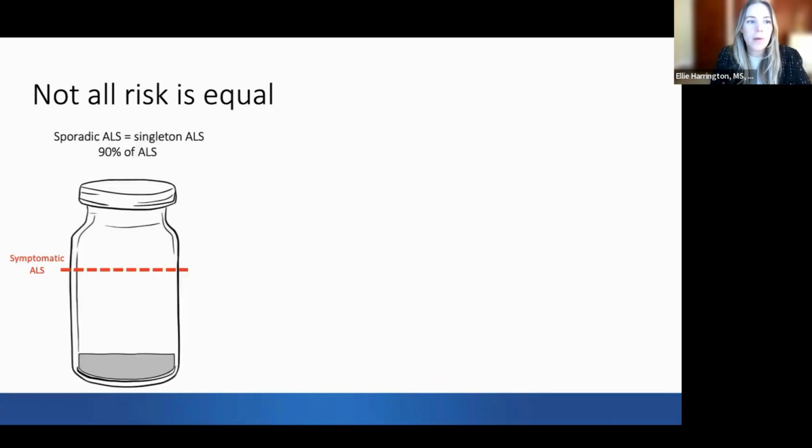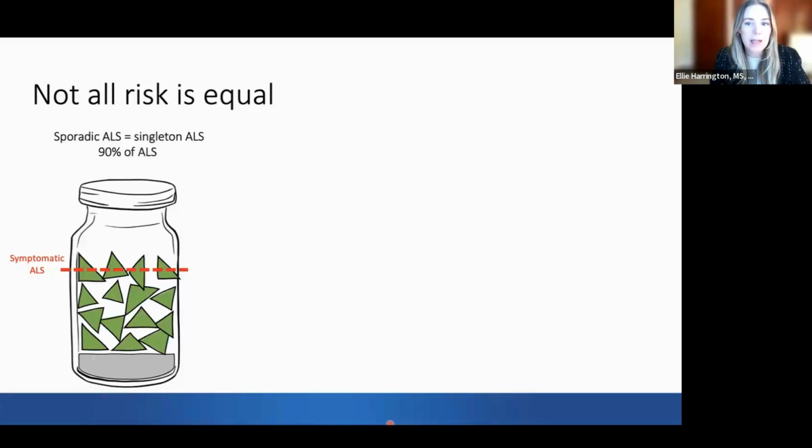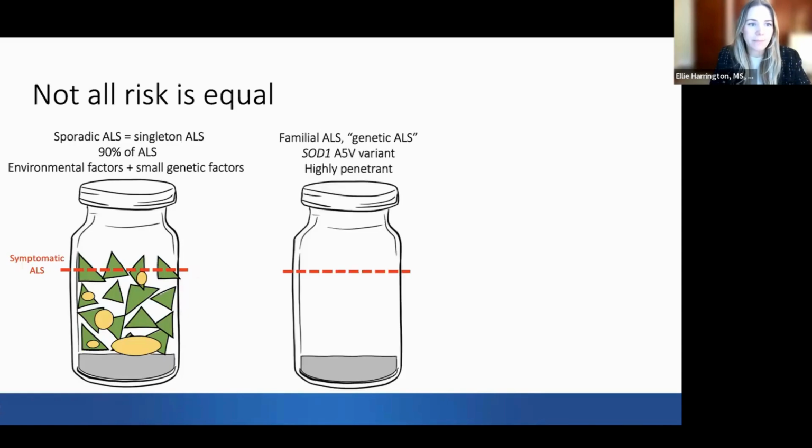So for people with sporadic disease, no family history, and for those who develop ALS, like I said before, it's likely a combination of those small environmental factors plus small genetic factors that over time contribute to reaching that threshold in which they are developing disease symptoms. This is different from the genetic or familial ALS. So I'll give some examples here.